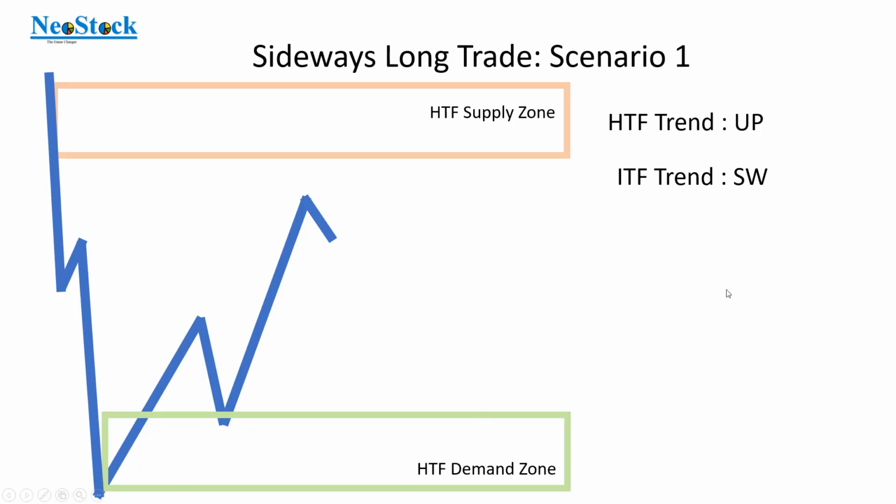But even before that, let us assume our HTF trend is uptrend and the ITF trend should always be sideways. You should not forget this point. Should the HTF trend always be uptrend? No, it can be sideways also. That scenario we will see a little later. So the first scenario is HTF trend is up, and the ITF trend should always be sideways.